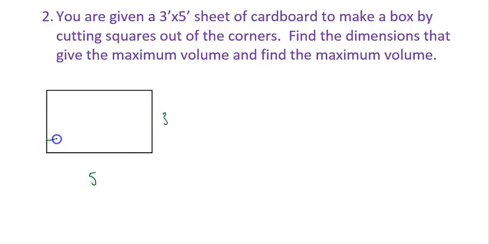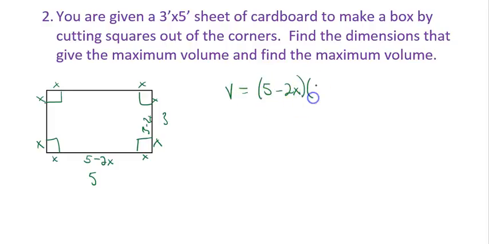And if I cut in x on each side, if I cut my squares out of the corners, then what's left over here, the side that's going to be the base, is going to be 5 minus 2x, and then this piece here will be 3 minus 2x, and the height will be x. So again, if I'm looking at the volume, length times width times height, I have 5 minus 2x times 3 minus 2x times x.